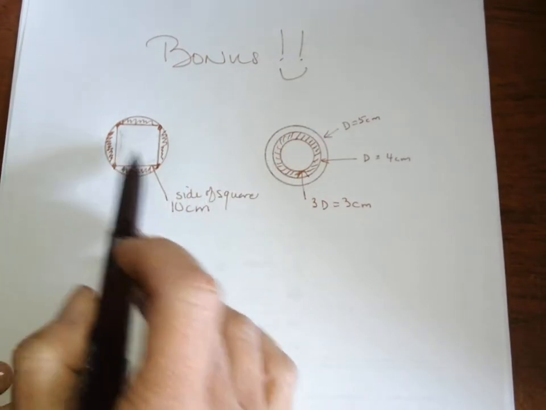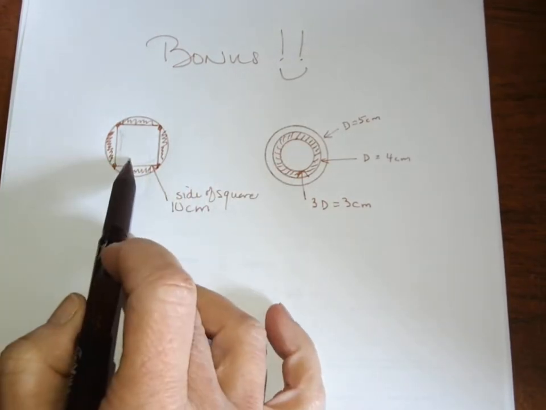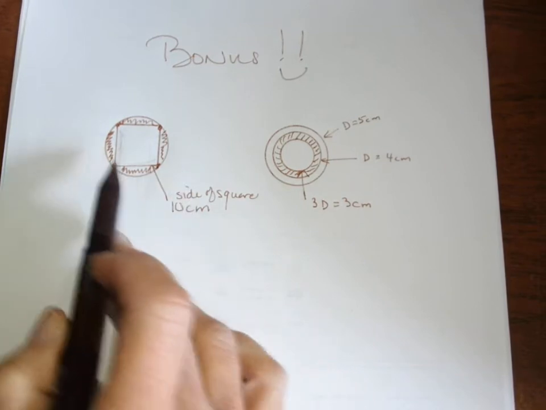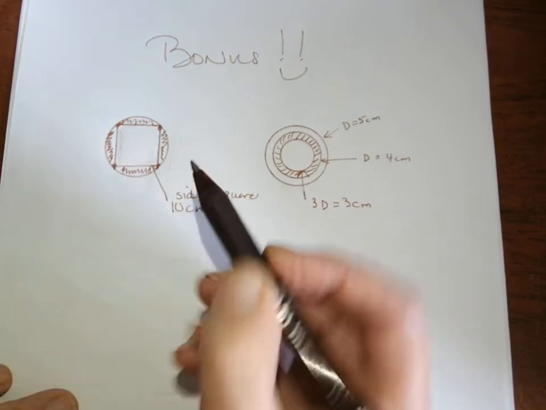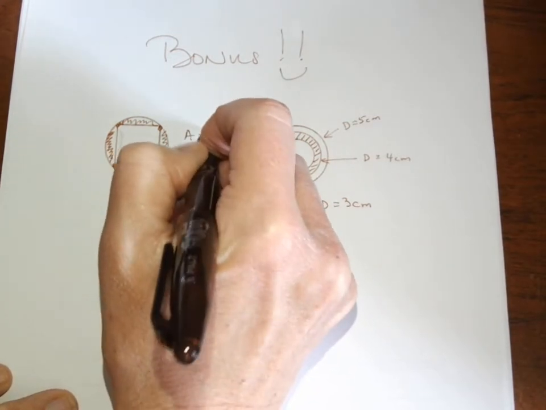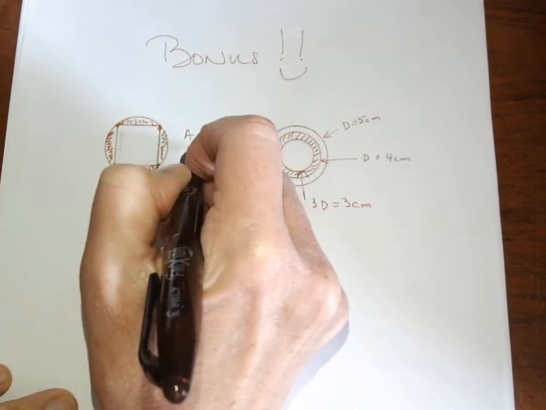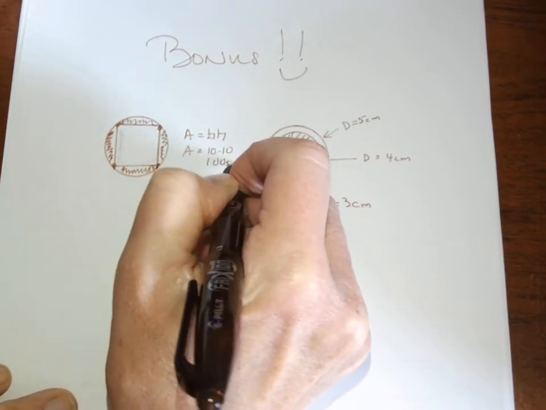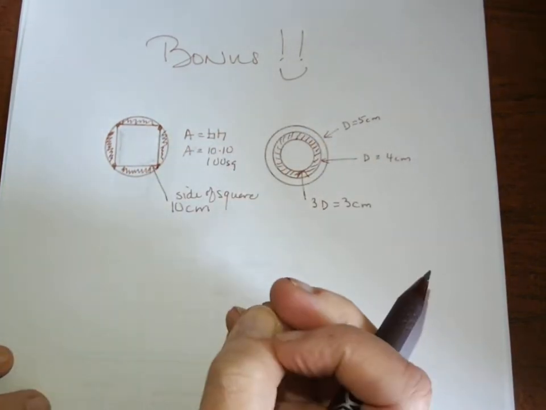So the first thing I'm going to look at is I see that I have a square. And this square has a side length of 10 centimeters. So first thing I'm going to do is find the area of this square. I'm going to do area equals base times height. So area equals 10 times 10, or 100 square units. That's the area of the square.